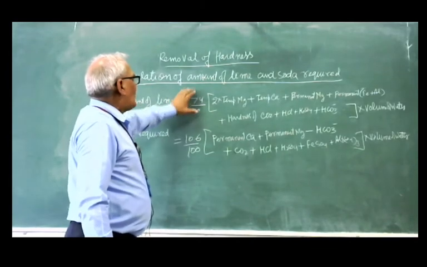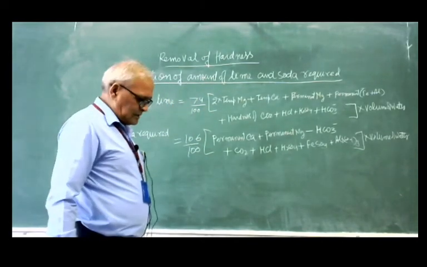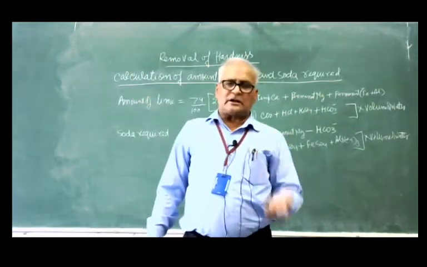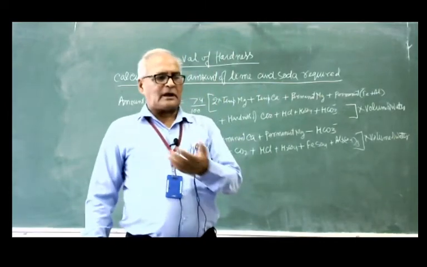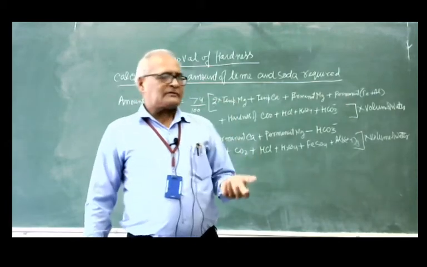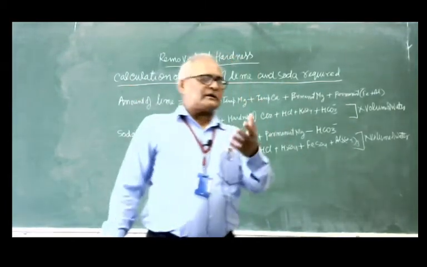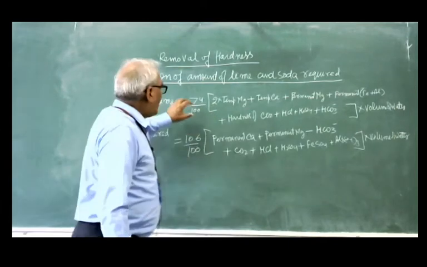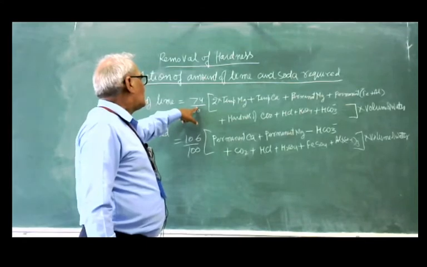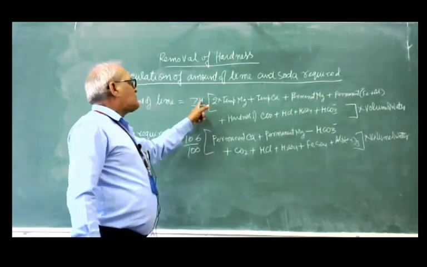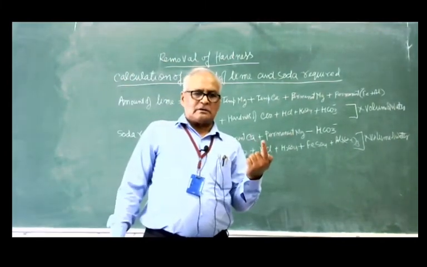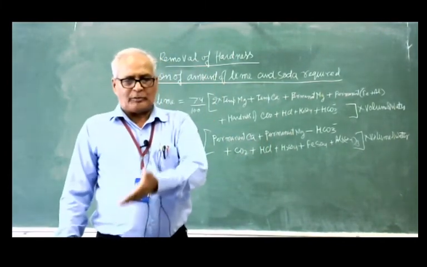74 by 100. What do you mean by 74 by 100? Just see, you know the molecular weight of calcium hydroxide, that is the lime, is 74. Calcium hydroxide means calcium, atomic weight 40, oxygen 16, hydrogen 1, and you calculate, you will get 74. So 100 parts of calcium carbonate require 74 parts of lime. So one part of calcium carbonate requires 74 by 100.